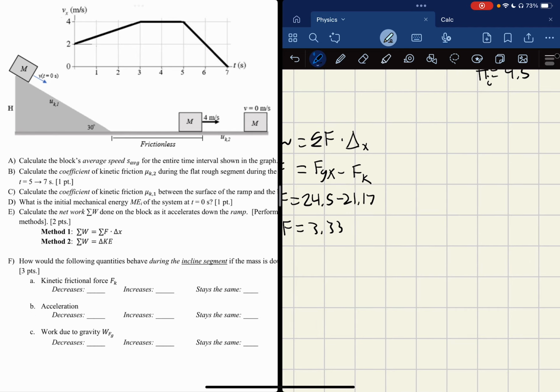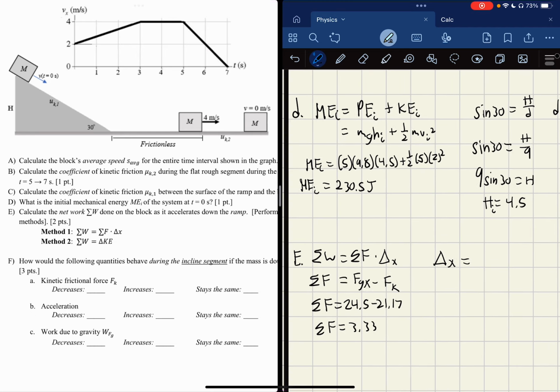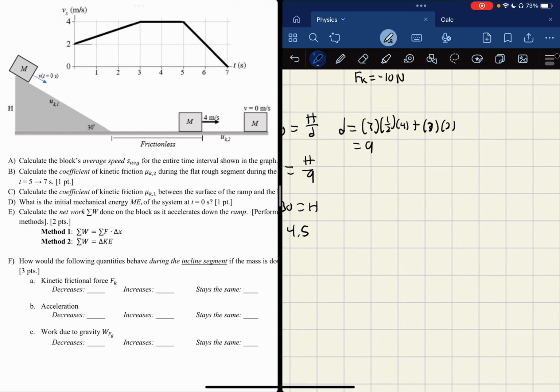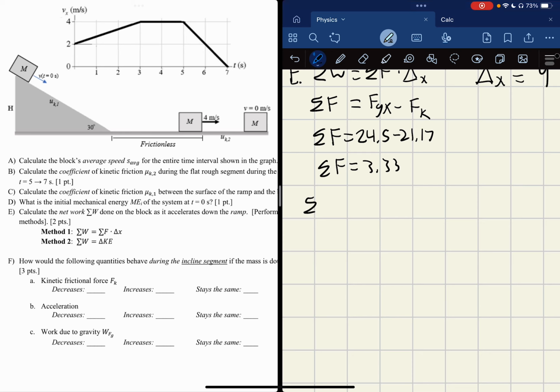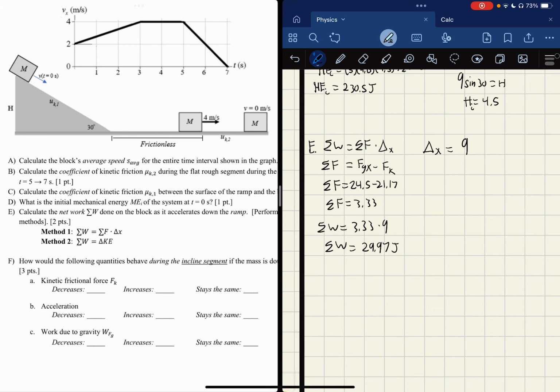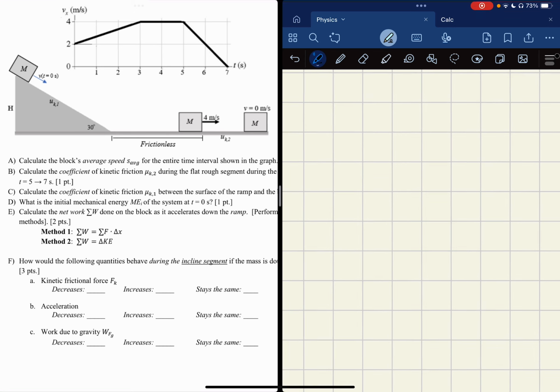And then as in other parts, we know that displacement at this point is equal to 9. So basically, net work is equal to net force times displacement, so we do 3.33 times 9. So net work is equal to 3.33 times 9, which is equal to 29.97 joules. All right. Now we find it using method 2, which is net work is equal to change in KE.